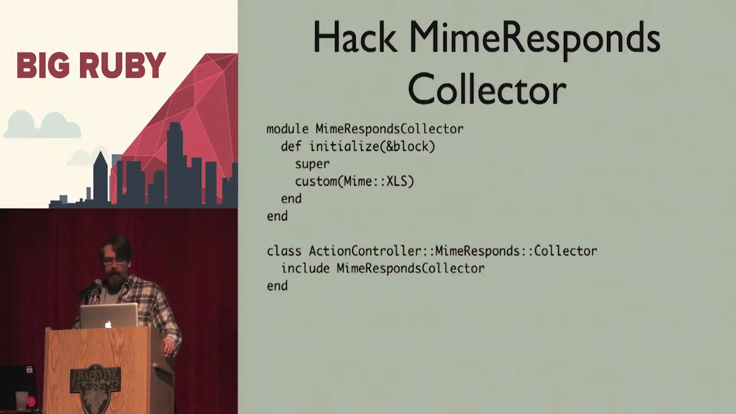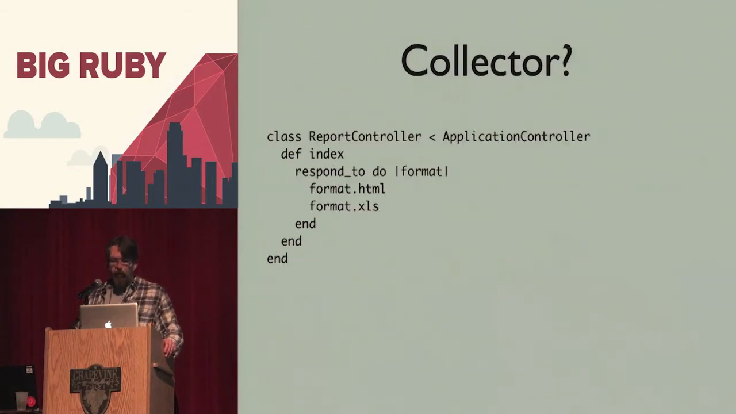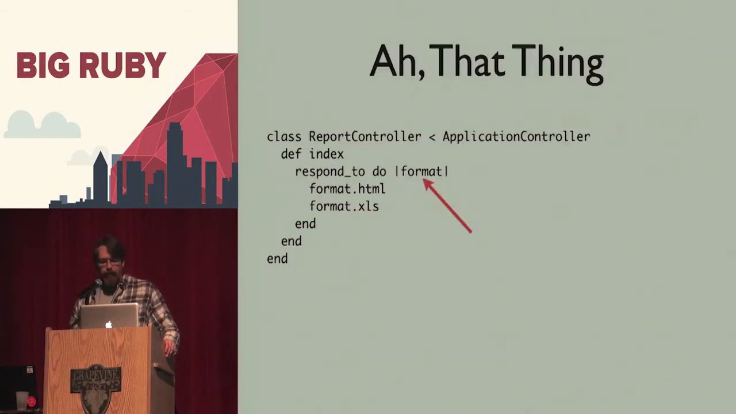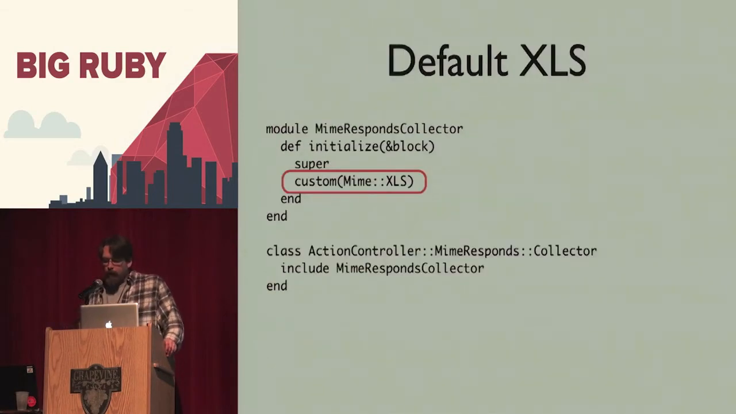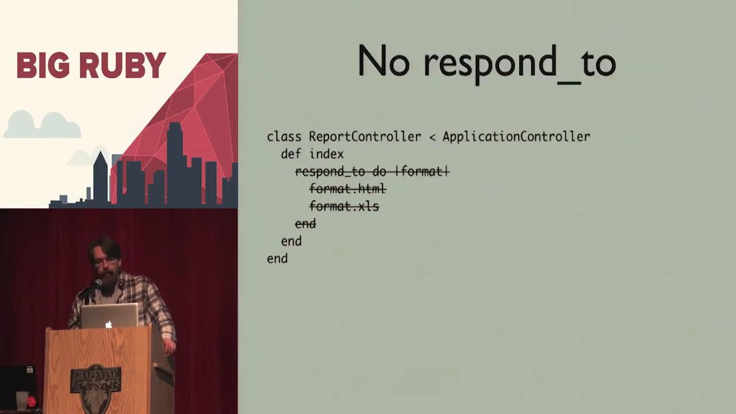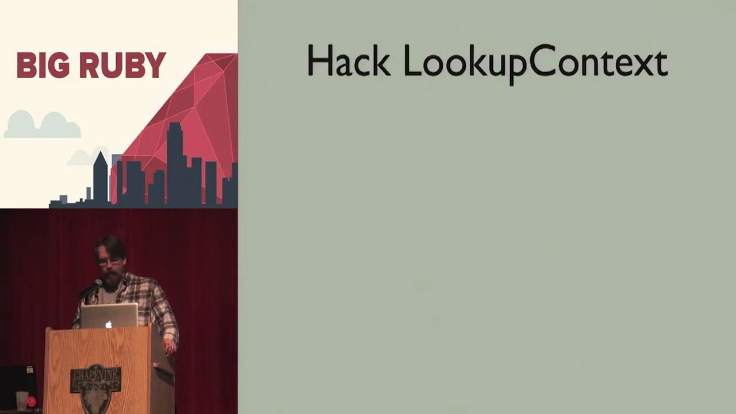First thing we have to do is hack the MimeResponds collector. You might be asking yourself, what is the MimeResponds collector? It's that thing. It's the thing that's yielded from the respond_to. So we hack this by going into its constructor and making sure the XLS MIME type is available all the time. And we can start by getting rid of those 4 lines of code. But we're not good yet.